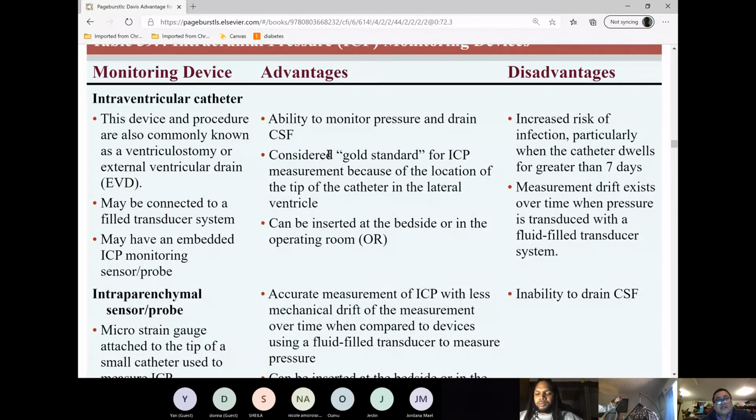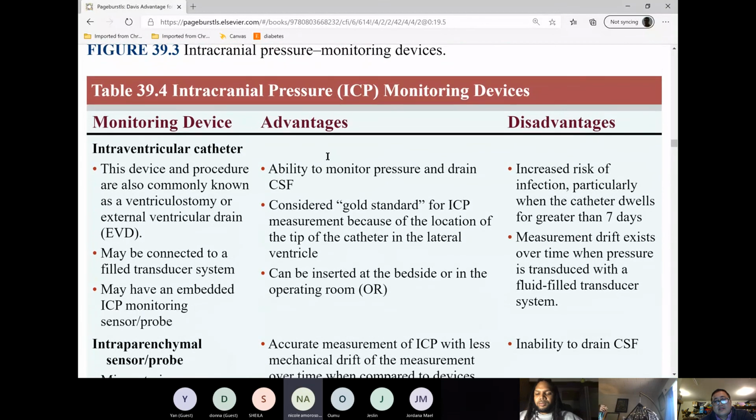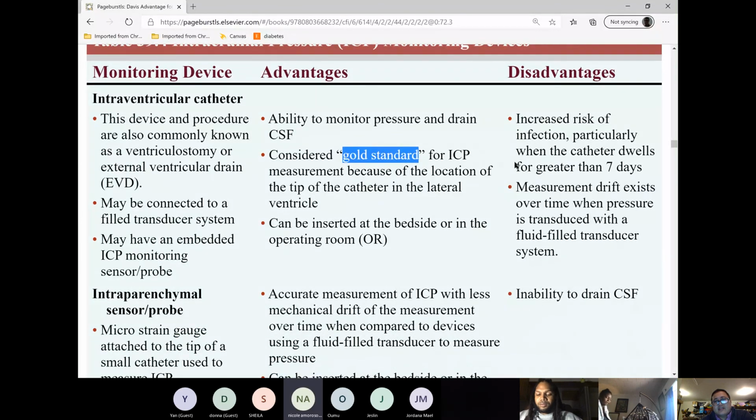And here, Professor, you said IVC is the one to focus on, right? Yes, right here, it's the gold standard, on table 39.4. So you can disregard the others, just study this one. What are the advantages and the disadvantages? What's the question? Hello? Was there a question? No, there's no question. I was just saying I got it. Okay, all right.